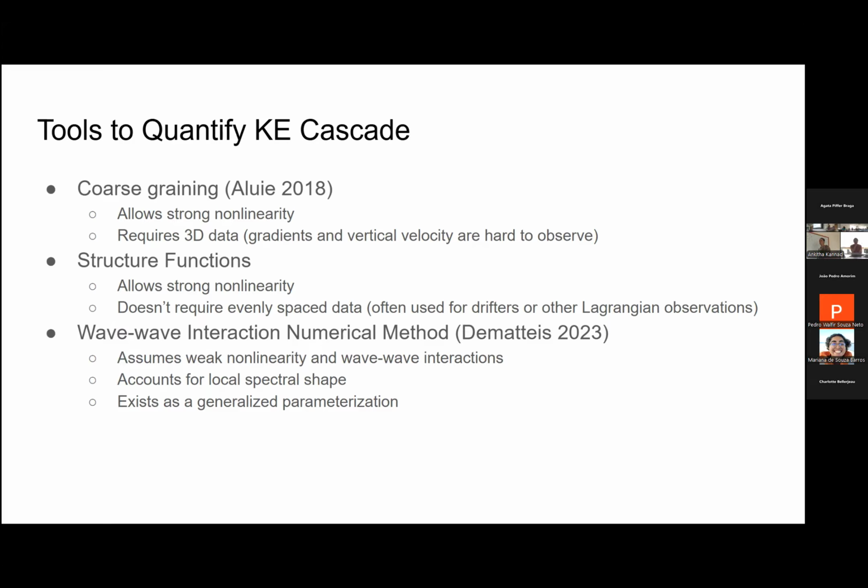Sure. Yeah. And then has anybody worked with structure functions before and wants to say anything about them? Otherwise, we'll just leave it. Zach, are you raising your hand? Do you want to say anything about them? I don't know that I can give a great explanation.